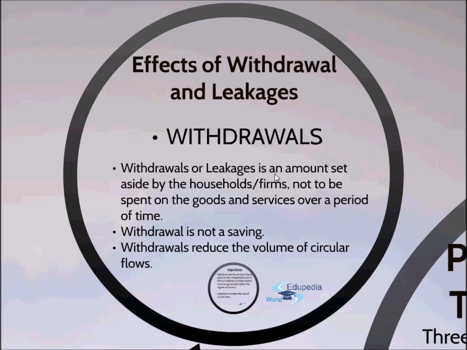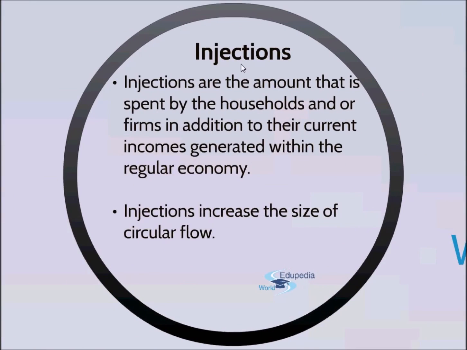Now this is withdrawals. In contrast to withdrawals or leakages, injections are the amount spent by households and or firms in addition to their current incomes generated within the regular economy. Suppose I am spending more than what I am getting. That is basically me spending from my past savings. Likewise, households can spend from their past savings, and firms can spend from the past withdrawals they have made. That is injection. If injections are made, it increases the purchase of goods and services and the production in an economy, so it increases the size of the circular flow.